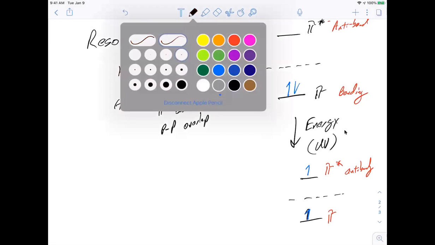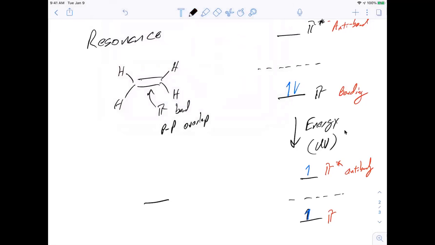The result of that is that my pi bond now is no longer stable, and it's not really bonding. So we've moved an electron up, it's no longer bonding, so it's non-bonding. What we get is these radicals.